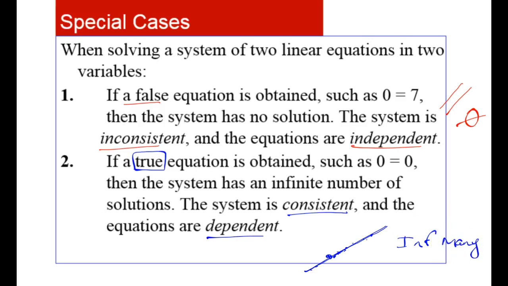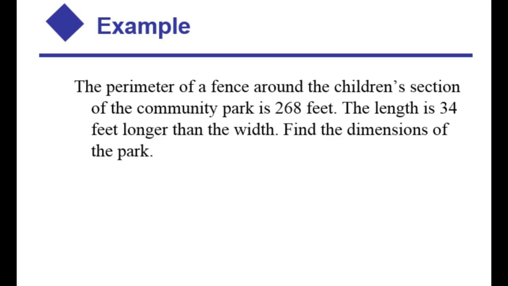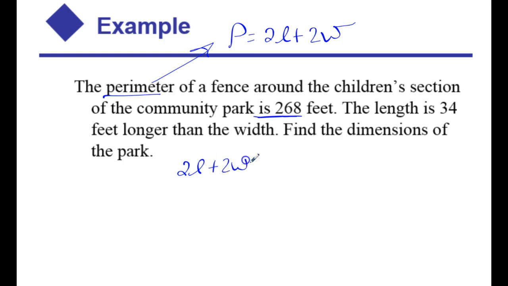So these answers are exactly opposite each other. So a couple word problems before we close out the video. We've learned that the perimeter definition is twice the length plus twice the width. And it says that the perimeter is 268. So I'll write it: twice the length plus twice the width is 268.